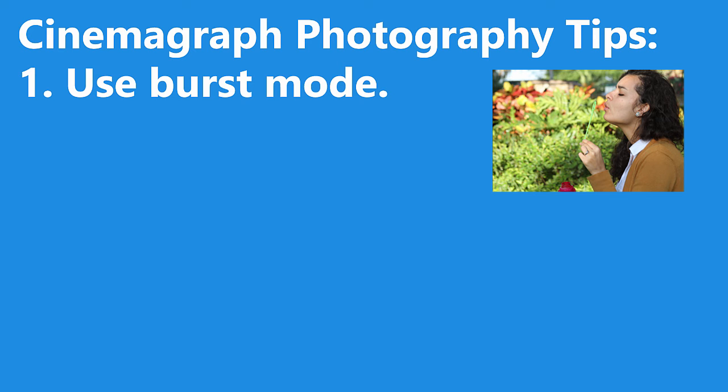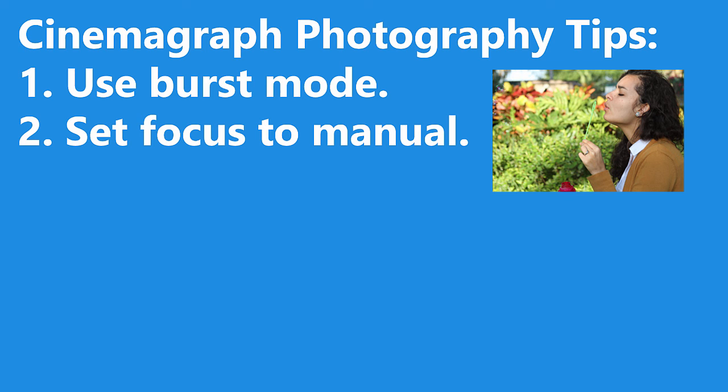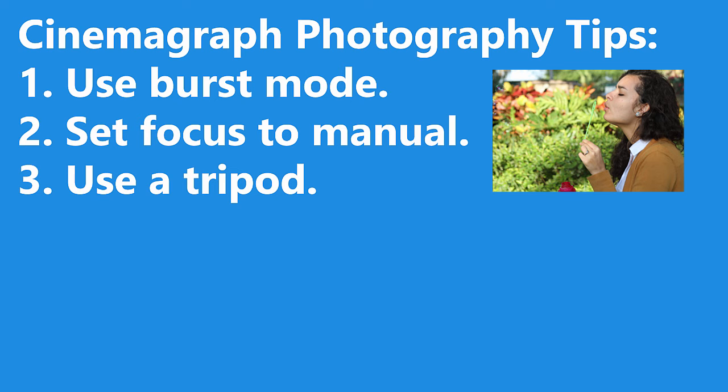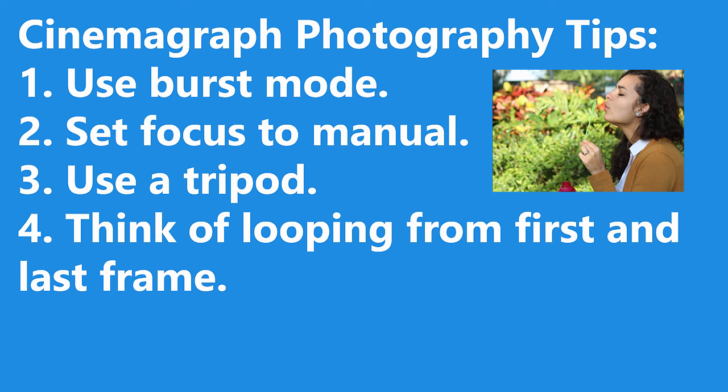You want to set it to manual focus so it doesn't have to focus automatically, which takes a little more time, and you won't be able to take as many quick shots within that time frame. You want to set your camera on a tripod so it doesn't move in between the photos. And you also want to think about it looping. What is the beginning and last frame, and how is it going to match up?